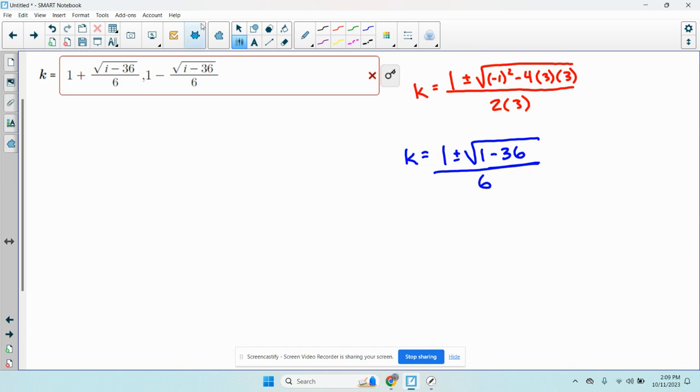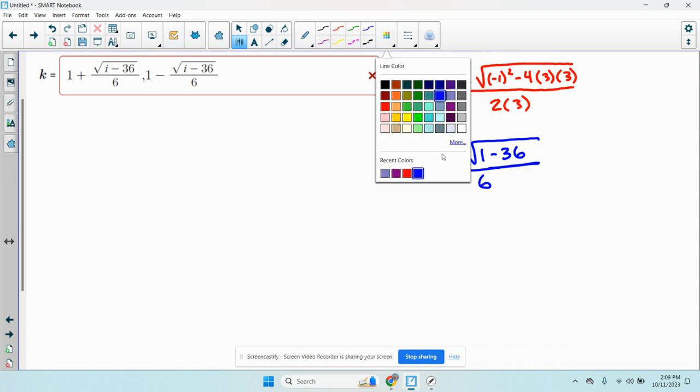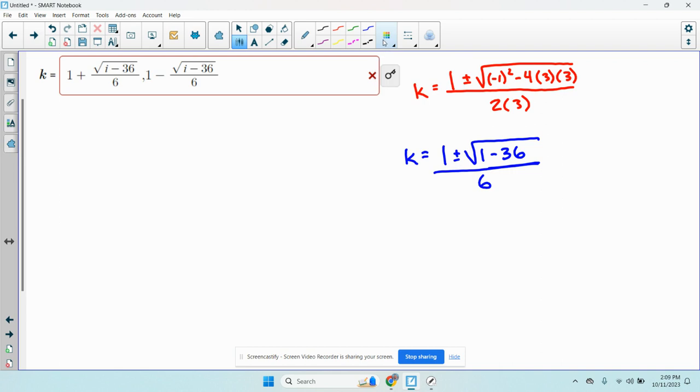Now, I kind of see what happened here, but we can't take the 1 out. I have to combine these first. So this is k equals 1 plus or minus the square root of -35 over 6. There's no perfect squares you can take out of 35. That's just going to be 5 times 7, which are 2 prime numbers. So the square root of 35 is just going to stay the square root of 35.